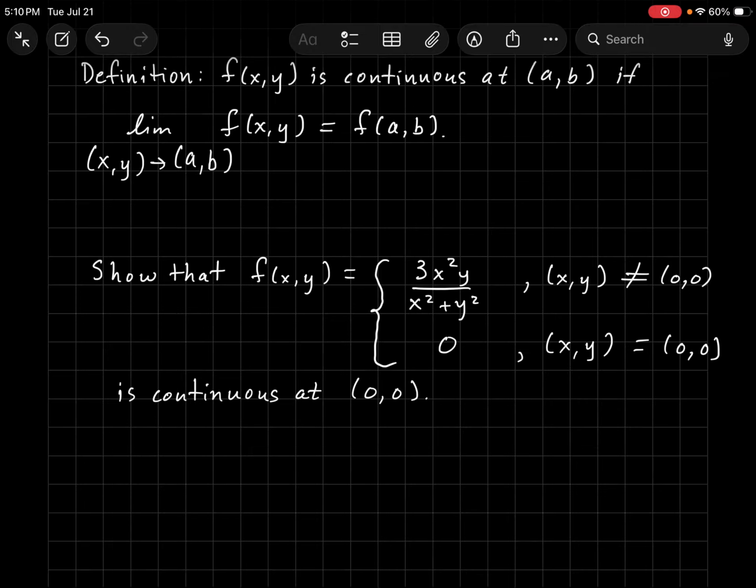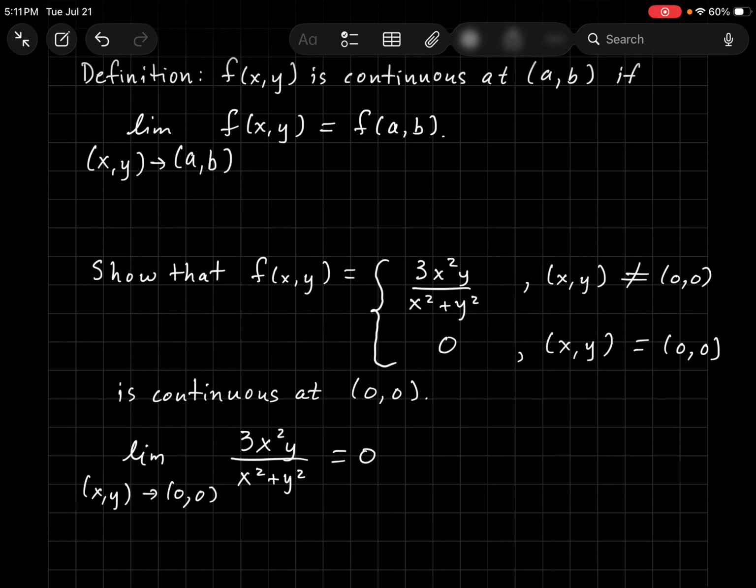Well, from the previous example, we already showed that the limit as xy goes to 0, 0 of 3x squared y over x squared plus y squared equals 0. We define f of 0, 0 to equal 0. So by definition, we have shown that the function is continuous at the point 0, 0.